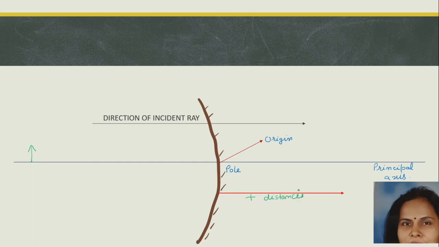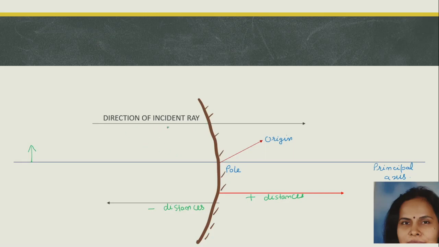And the distances which are measured to the left of the origin are taken as negative distances, right? So now you can compare this with your number line, that the numbers which are on the right side are taken as positive and the numbers on the left side are taken as negative. So similarly here, the distances which are measured from the pole towards the right side are taken as positive, and those towards the negative side are taken as negative. Right?